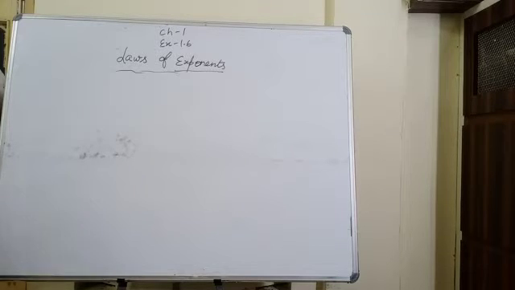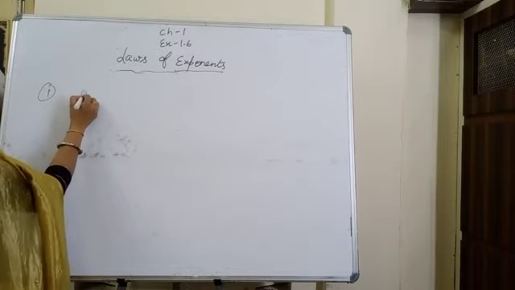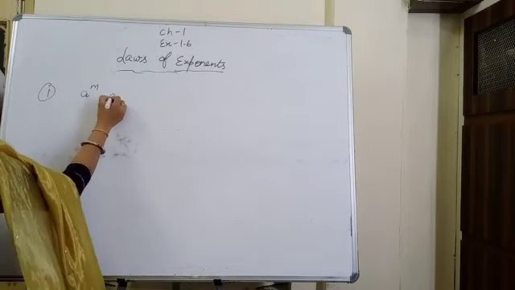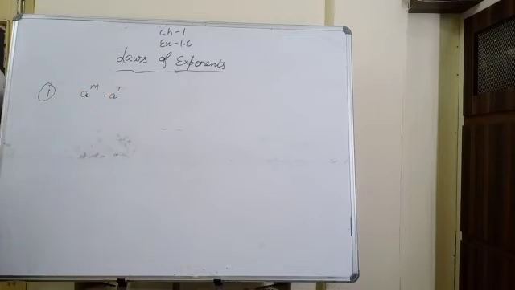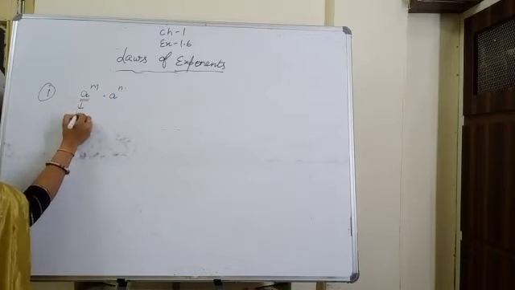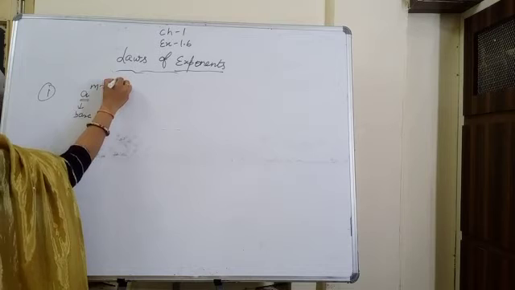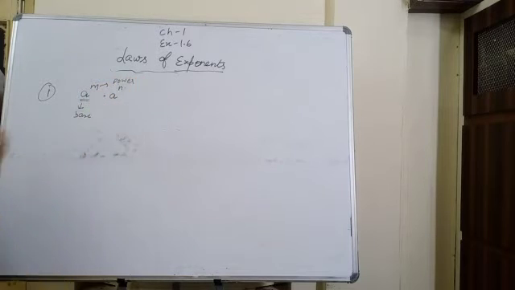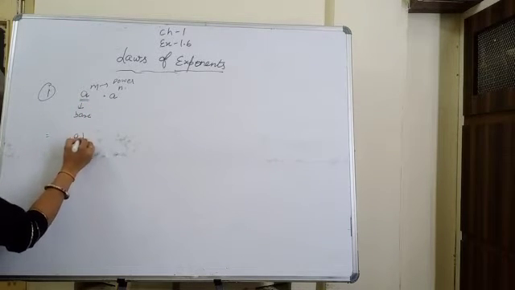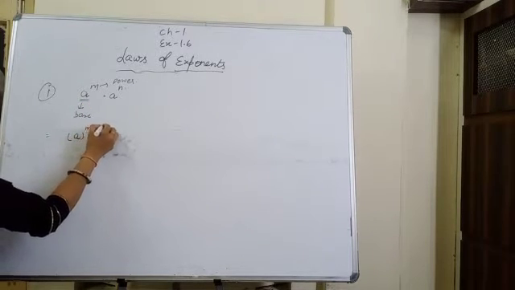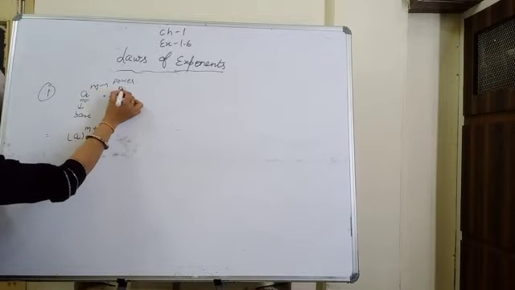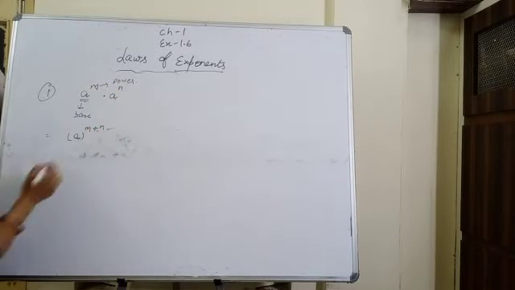First law of exponent is a raised to power m multiply a raised to power n. You know this is known as base and this is power. When we are multiplying two numbers with the same base and different power, then we will add the powers in multiplication. So it will become a raised to power m plus n. Here base is same, power is different, both powers will be added.